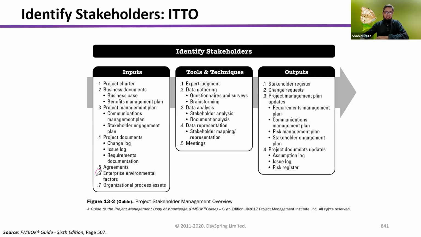And these 6 and 7, as I mentioned, you will see in almost all processes: enterprise environmental factors and organizational process assets. That means you have to consider these two things. Enterprise environmental factors means external bodies. Say you are creating a building. So what will happen?